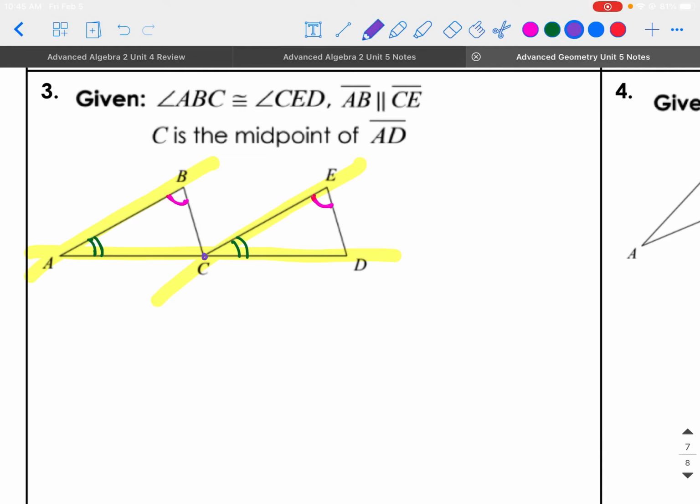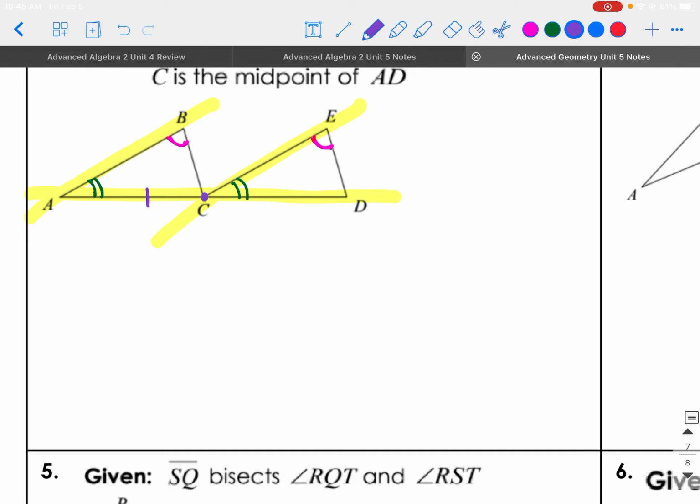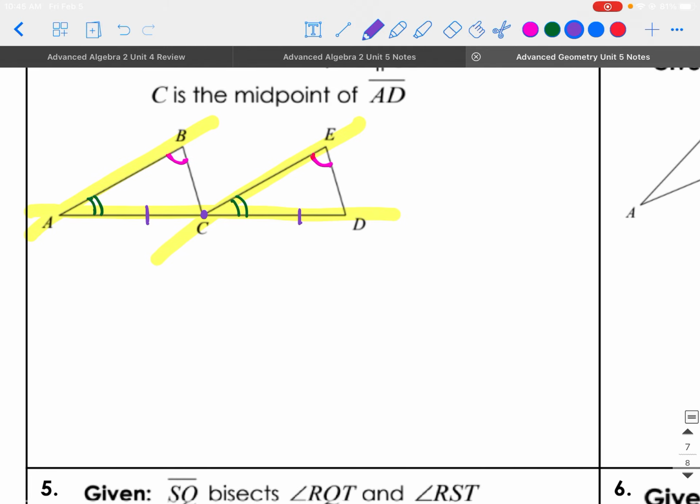And then it tells us that C is the midpoint of AD. So that means that this one and this one are congruent. So we have two angles and a non-included side. That side is not running between the two angles. So it would be AAS. So let's see, triangle ABC is congruent to triangle. I went green, pink, blank. So green, pink, blank would be CED.